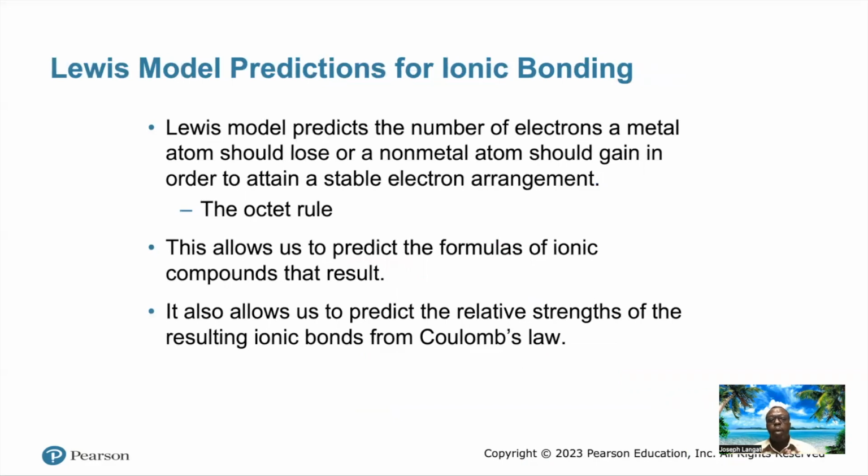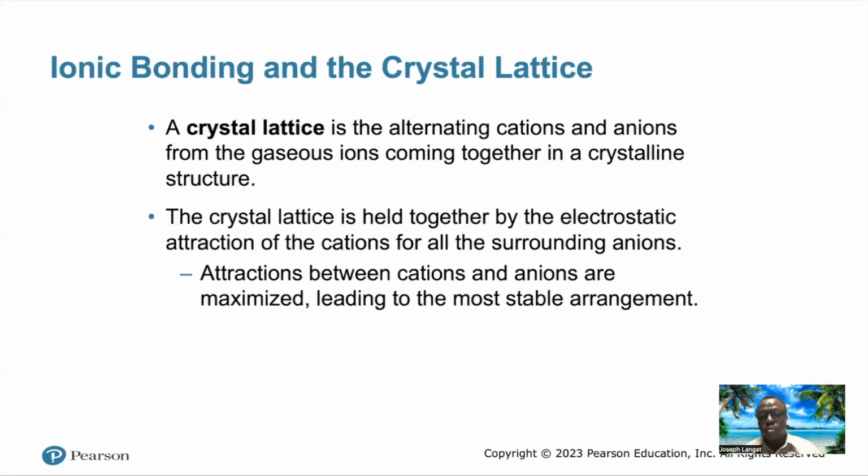In the exam, I may ask you to predict the ionic formula for the compound between this element in this group and this element in this group. You should be able to use the Lewis model or any other general understanding. The Lewis model also allows us to predict the relative strength of the resulting ionic compounds. This is from Coulomb's law.